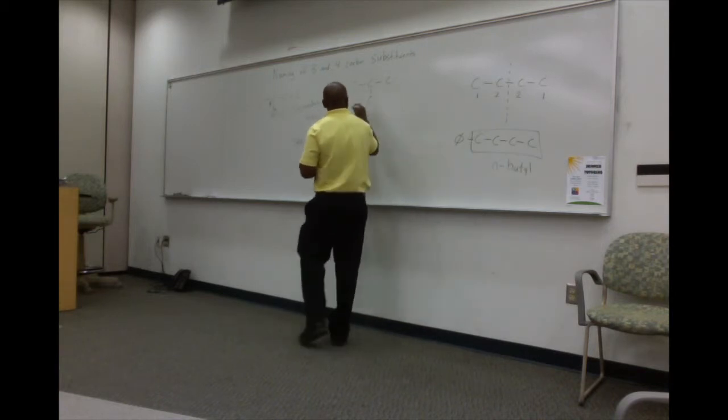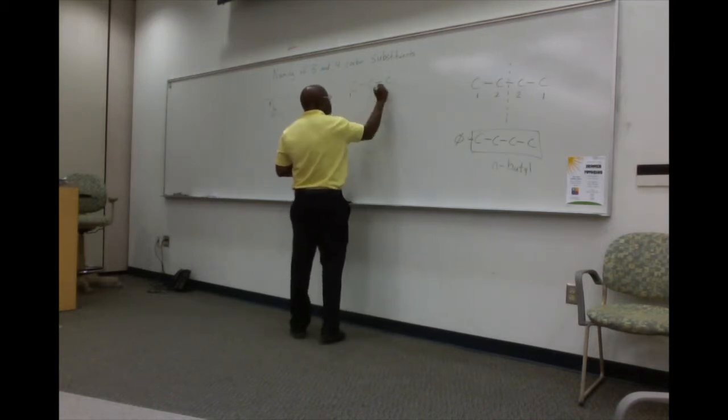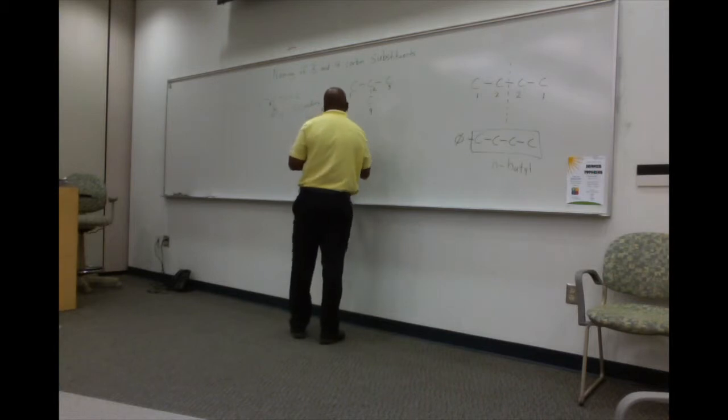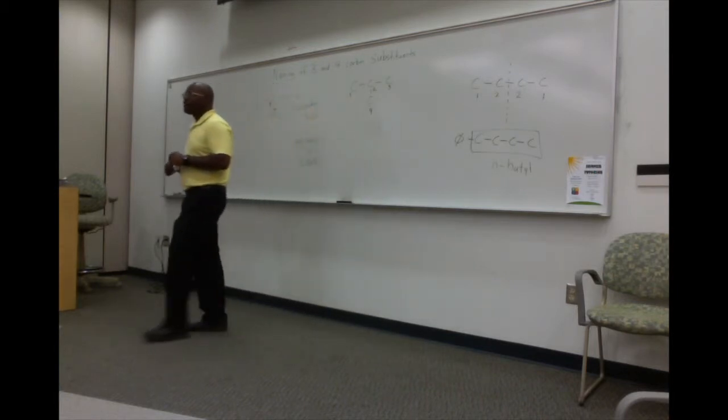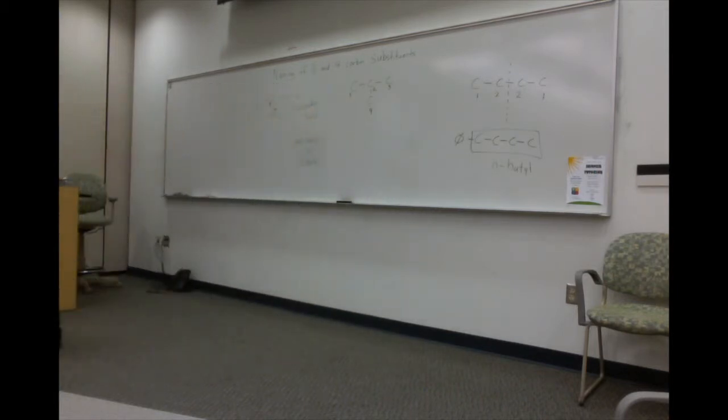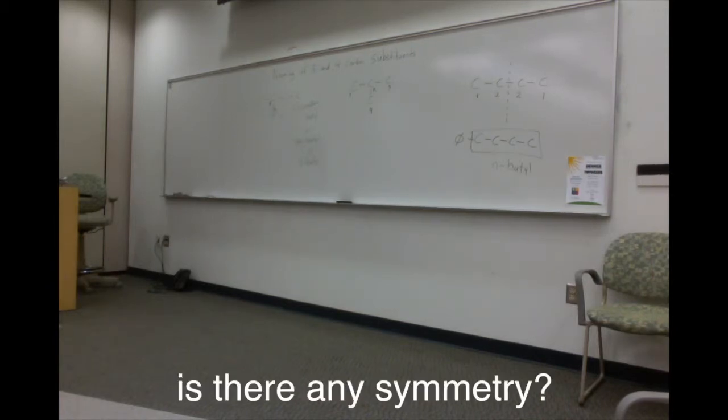And 3 and 1 with number of carbon atoms. You've got 1, 2, 3, 4. In the molecule, you have 4 carbon atoms. We're going to do the exact same process we did when we had 4 in a straight line. The next thing to look for is symmetry. Is there any symmetry in those 4 carbon atoms?